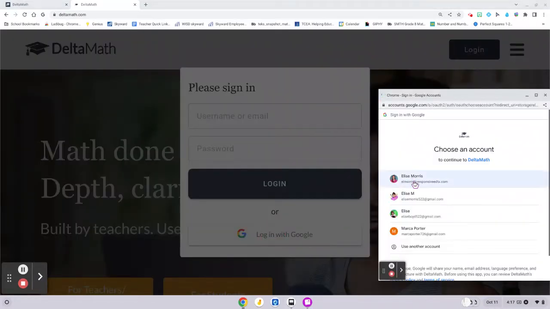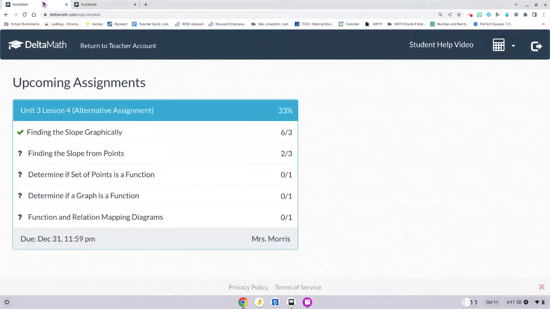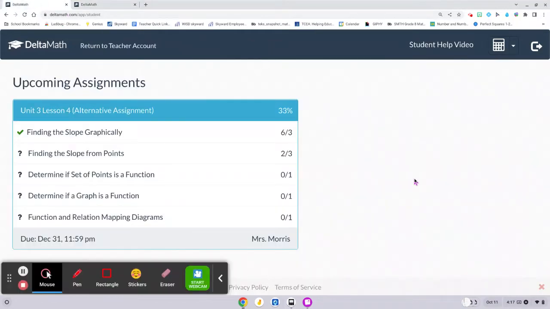There we go. And here's my school account. Of course, mine is a teacher account, so yours is actually going to look like this when you log in. So first things first, you'll go to the one that you're looking for, Unit 3, Lesson 4. And each of these is a bank of questions.